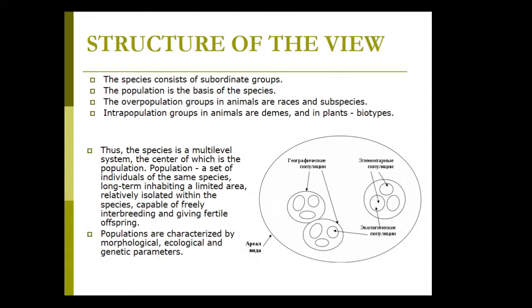A population is a set of individuals of the same species, long-term inhabiting a limited area, relatively isolated within the species, capable of freely interbreeding and giving fertile offspring. Populations are characterized by morphological, ecological, and genetic parameters. And in the chat you need to write me what means demes, what means biotypes, and what means populations.